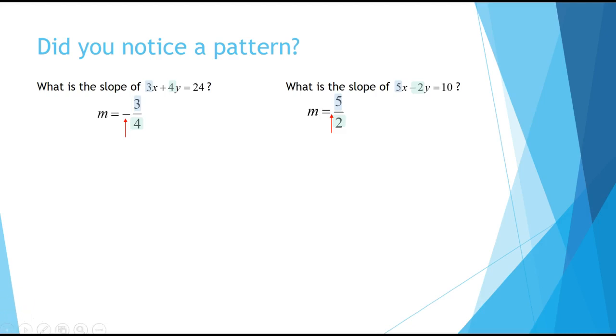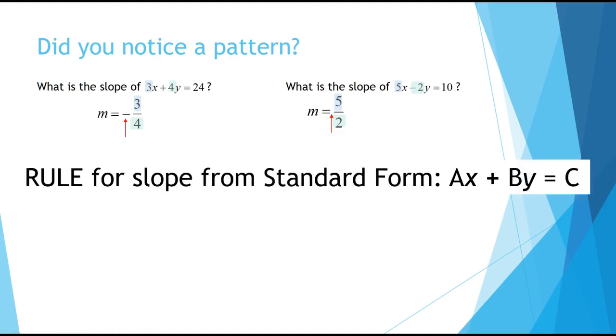So basically, if you were noticing a pattern, it turns out that there is one, and we have a rule for slope when you're looking at an equation in standard form. And it has to do with the coefficient of the x and the coefficient of the y. The rule for slope is it's going to be the opposite of the ratio of a to b.